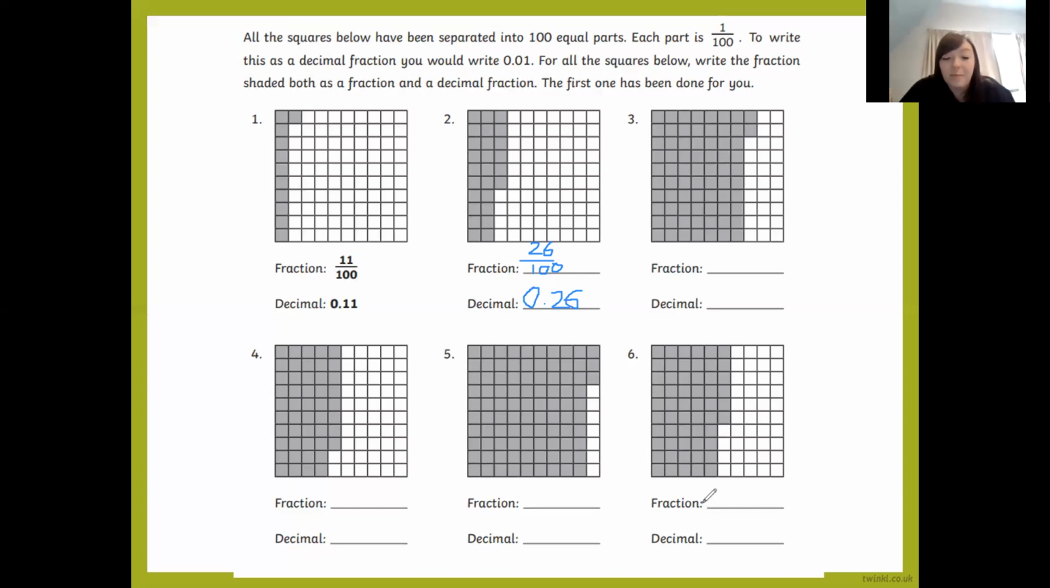Have a go at completing the rest. You can complete this on your sheet, or you can pause the video now and write the fractions along with their decimals. Good, let's have a go at looking at the answers.